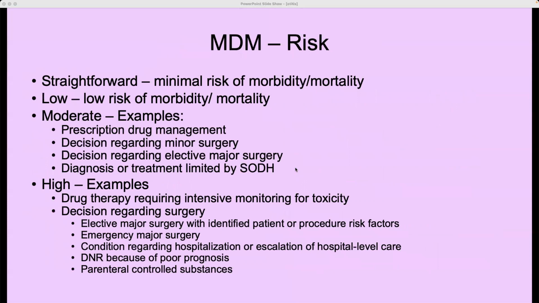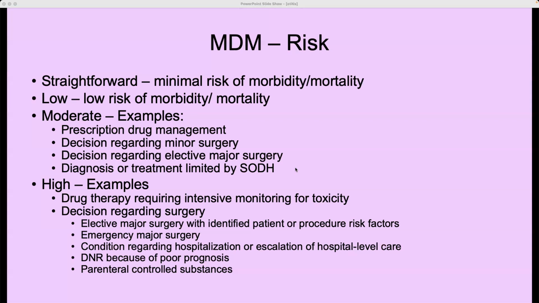So let's look at the final component, which is risk of complications and/or morbidity or mortality of patient management. This is the risk of the treatment, not the condition. So here are the possible levels: straightforward, low, moderate, and high. Straightforward, minimal risk; low, low risk; moderate and high just give you examples. So we have moderate: prescription drug management, decision regarding minor surgery, decision regarding elective major surgery, and diagnosis or treatment of social determinants of health.